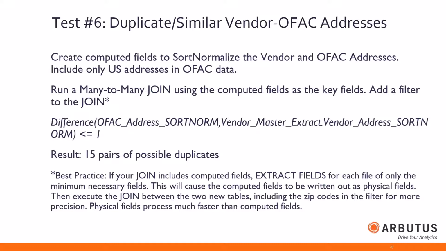We'll then run a many-to-many join using the computed fields as the key fields. We'll add a filter to the join that looks for addresses that are within 1 character of each other.